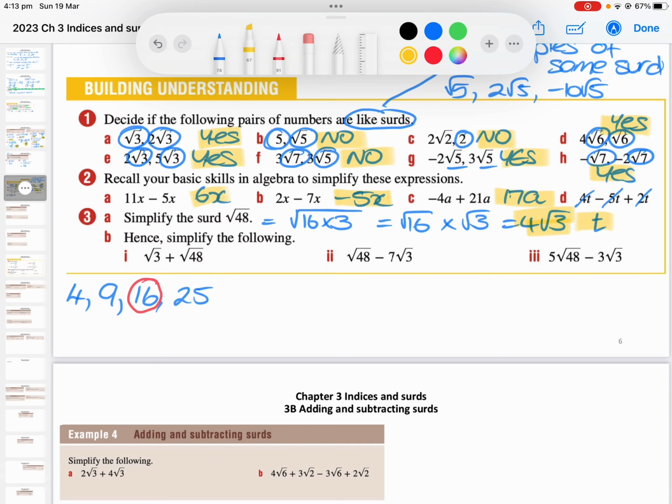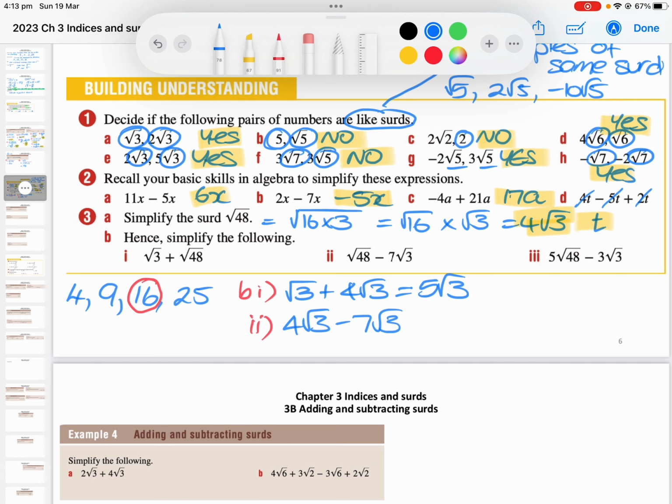So with that in mind, we're going to simplify B part 1. Because what I can do is I can say, I know that the square root of 48 is the same as 4 root 3. Square root 3 plus 4 root 3, which is 5 root 3. For part 2, square root 48, we said that was 4 root 3. Take 7 root 3, which is minus 3 root 3. And for this third one, 5 times the square root of 48 is 5 times 4 root 3 minus 3 root 3, because this was 4 root 3.